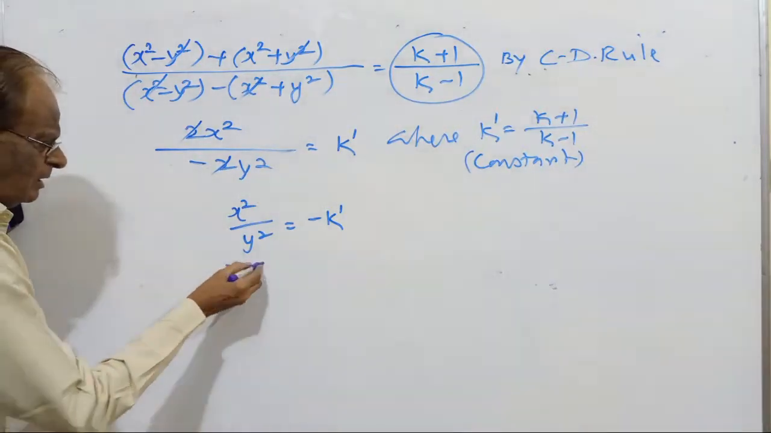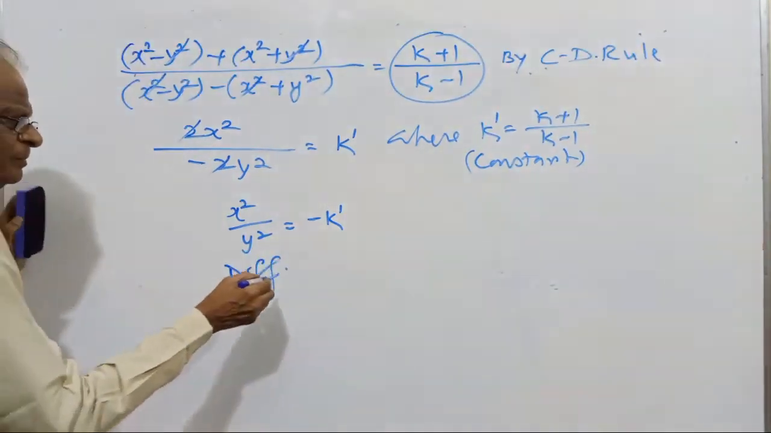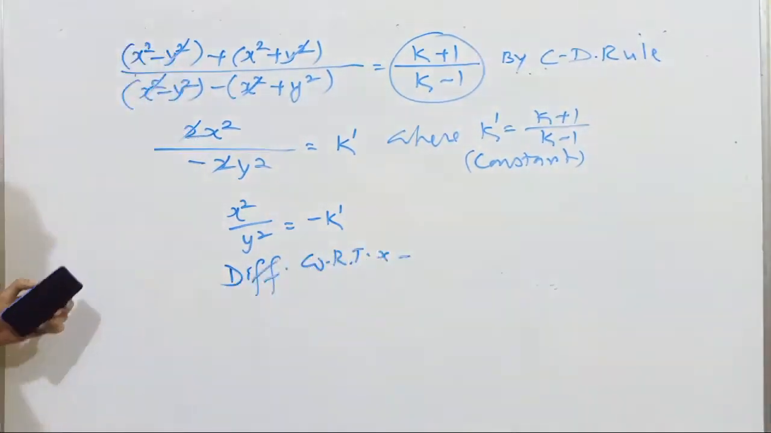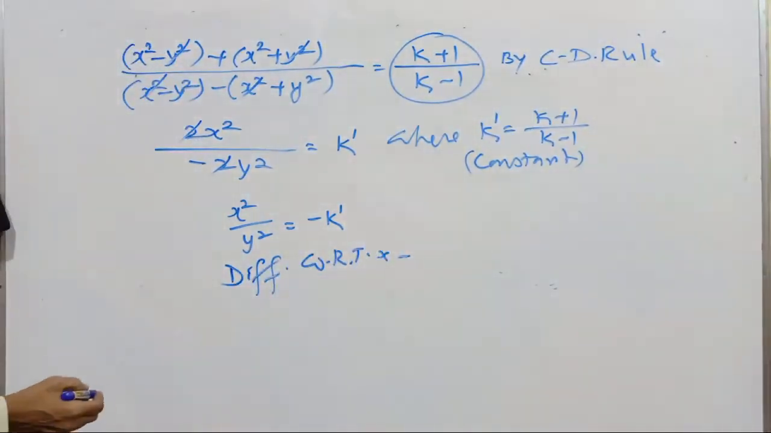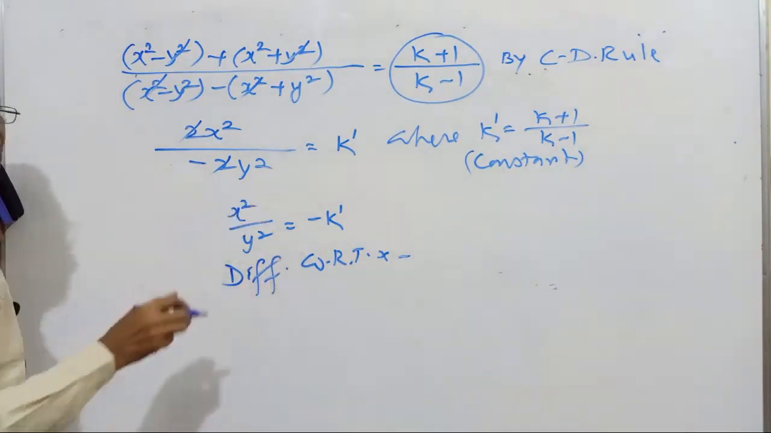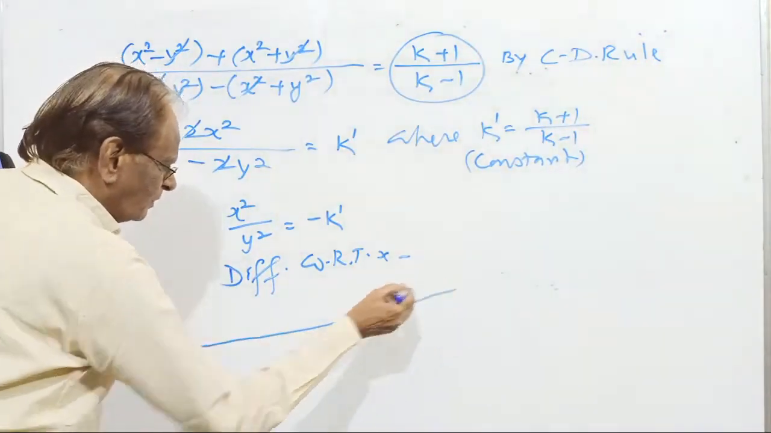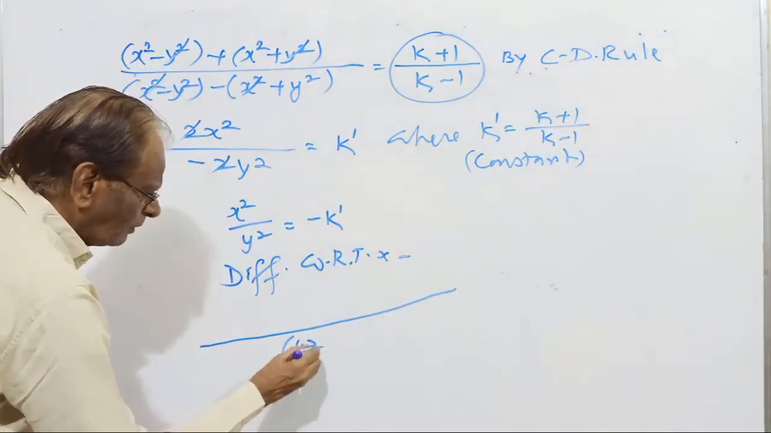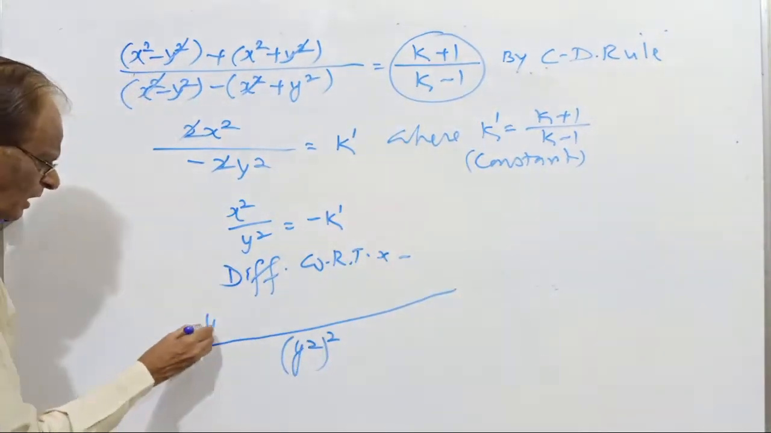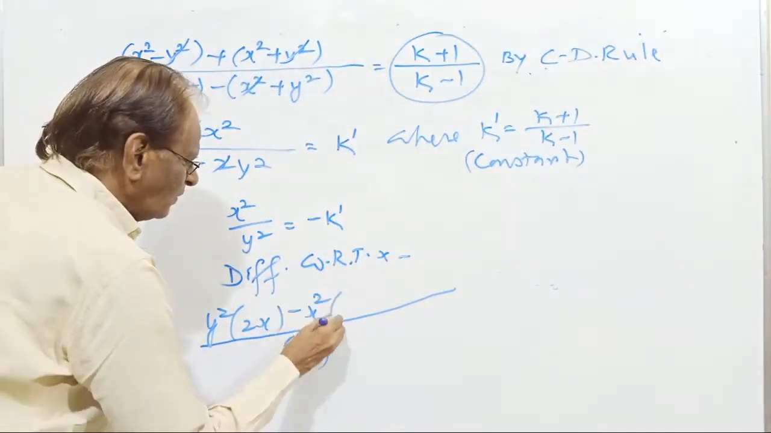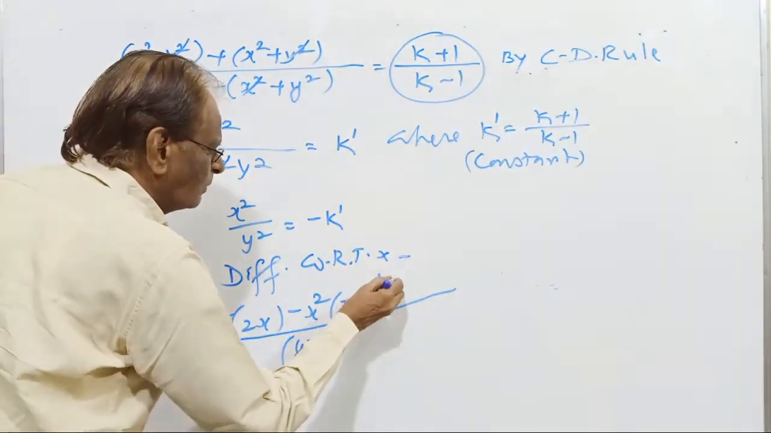Differentiating with respect to x. Don't cross multiply. Question: denominator works for? Denominator as it is, differentiate numerator, minus numerator as it is, differentiate denominator.